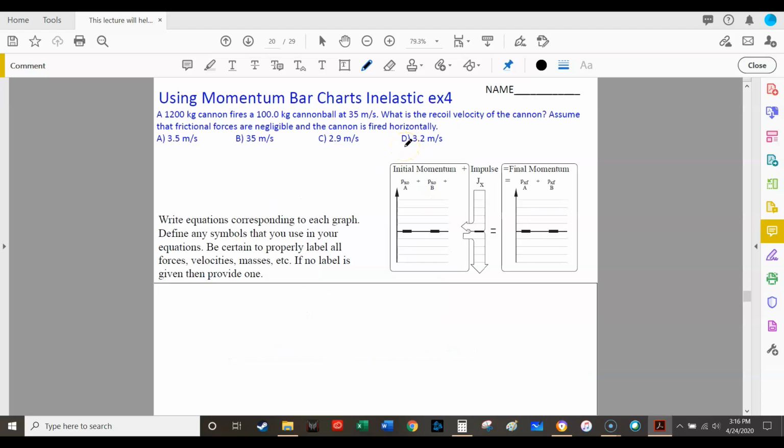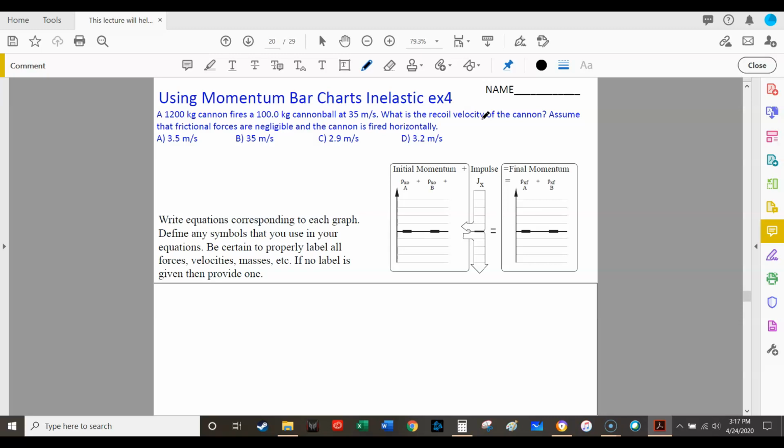So let's try it. This is going to be a cannon problem. You've got a cannon that's 1,200 kilograms, and you have a cannonball that's 100 kilograms. In the beginning, they are not moving. They're just together, stationary. Then in the end, the cannonball is going to be shot out to the right at 35 meters per second. And we want to know what is the recoil of the cannon itself being shot to the left.